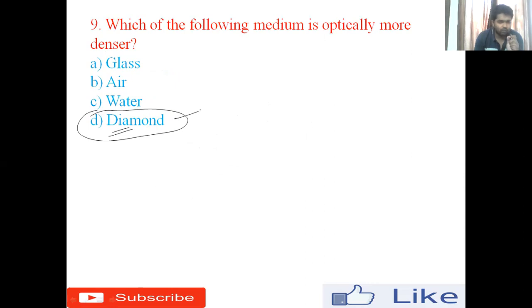So we already know that the speed of light in diamond is 1.25 × 10^8 meters per second. That is the right answer for this question. I mean the speed of the light. So we have to remember this for diamond. Okay. All right. So the right answer for this question is option D.